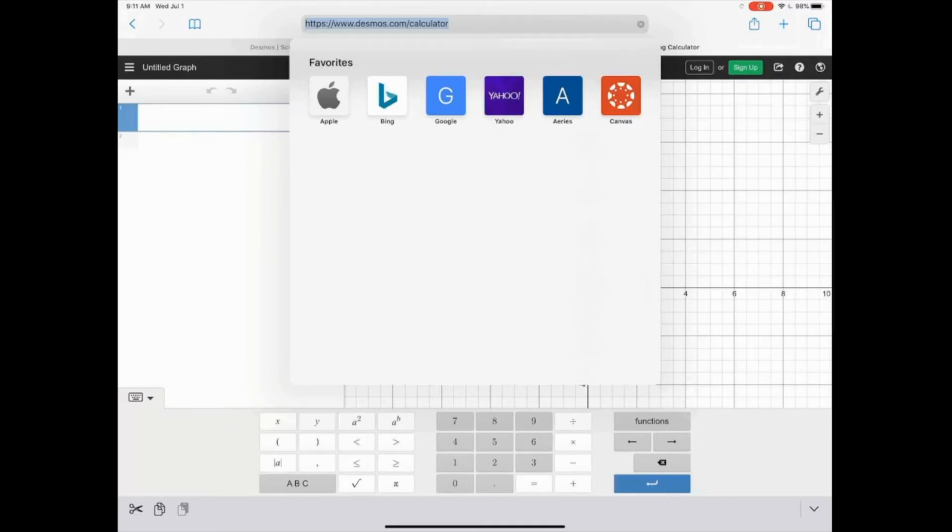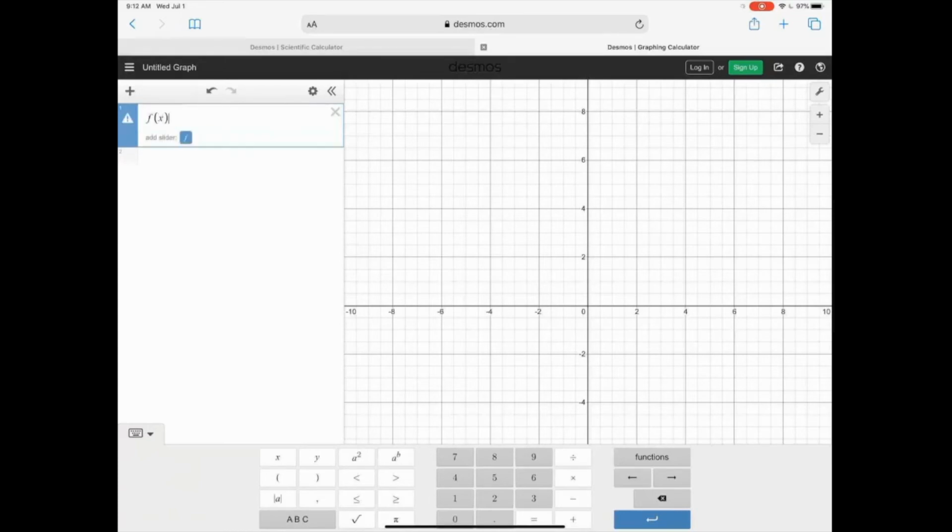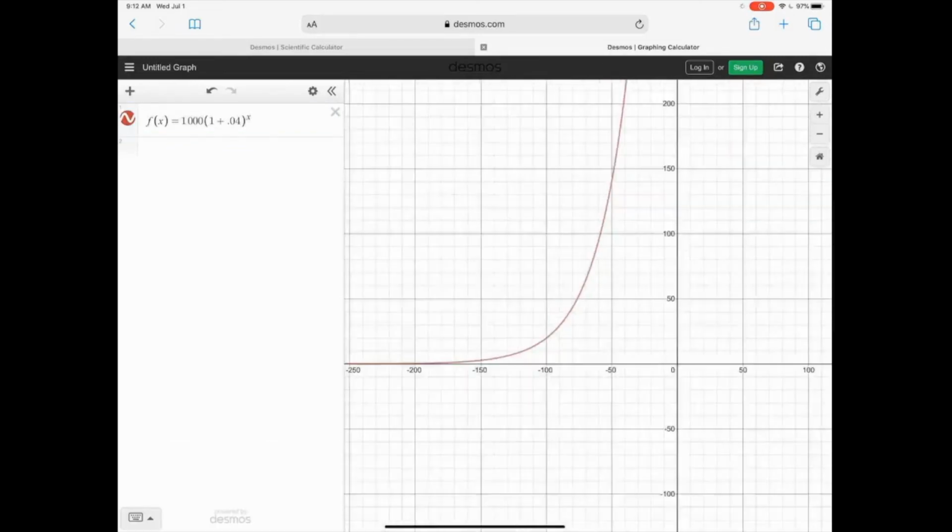Or you could even just type in Desmos graphing into Google and click on the first link that comes up. If it's asking how much time it will take to get to 1,600, you can type in your equation. I'm going to type in f of x equals 1,000 times (1 plus 0.04) to the power of x. If I zoom out, I can see my graph.